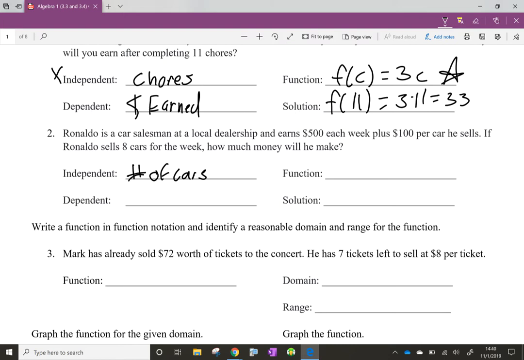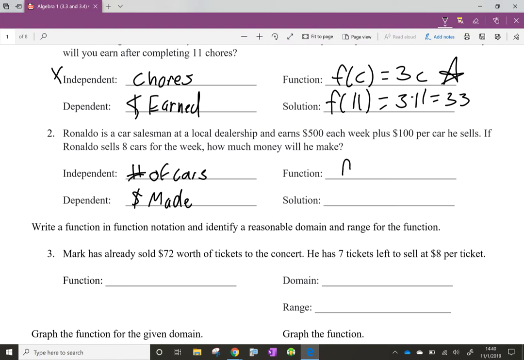The dependent variable is going to be the money made because it's affected by the number of cars that he sells, right? If he sells fewer cars, he makes less money. If he sells more cars, he makes more money. So the amount of money he makes is depending on how many cars he sells.